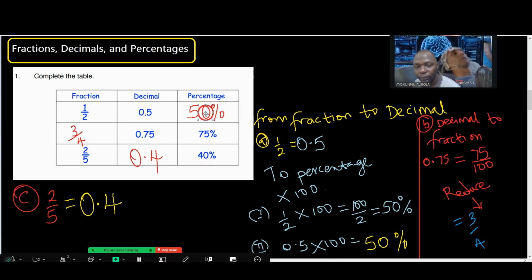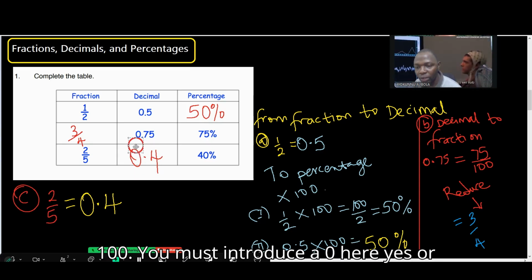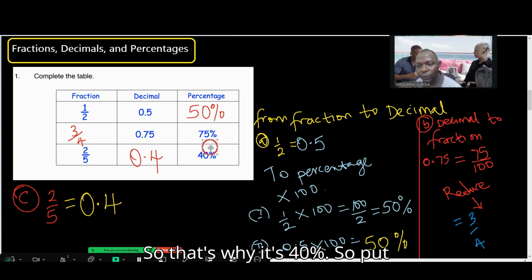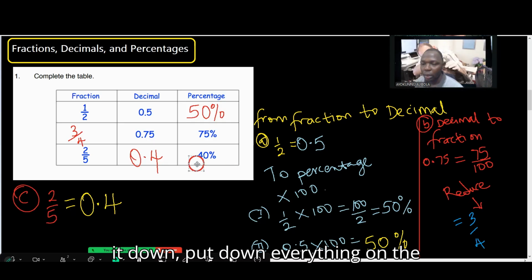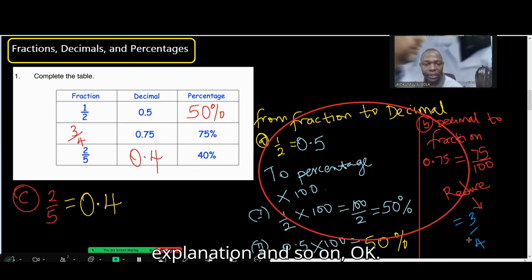Exactly. And this one is 0.4. When you multiply by 100, you must introduce a zero here. Yes or no? Yes. Good. So that's why it's 40%. So put down everything on the board. Everything, both the table, the explanation, and so on.